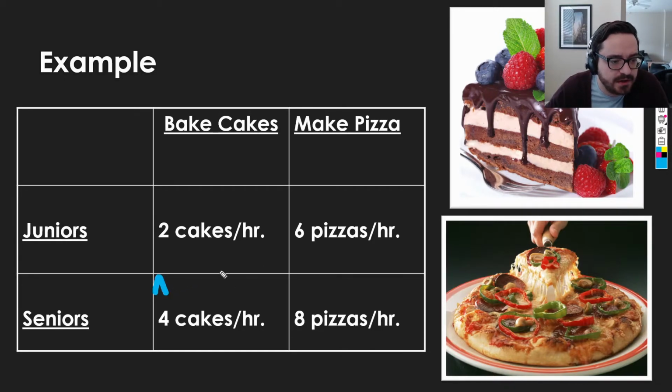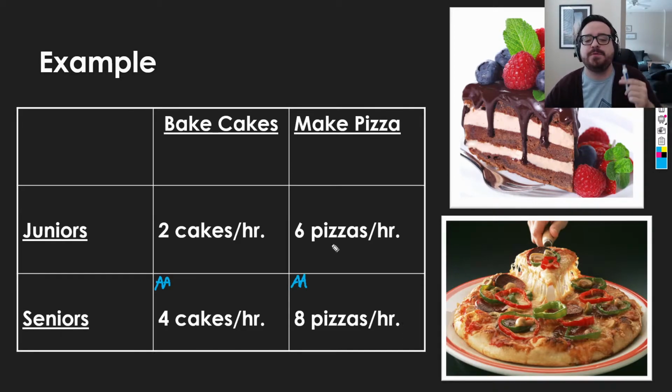So that's way too thick of a line. Let's go that way. There we go. So the absolute advantage belongs to the seniors in both cakes and pizza because they can make more. Give them both an hour, the seniors can bake more cakes and make more pizzas. Cool? Great. Comparative advantage. This is where you've got to focus up and watch me.